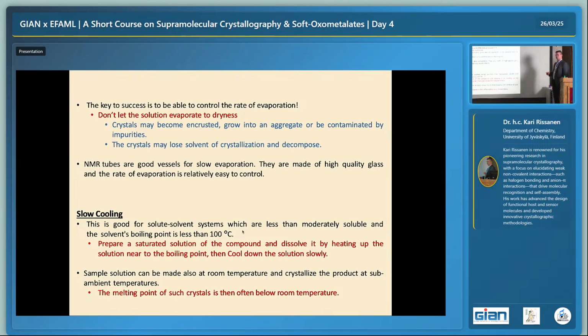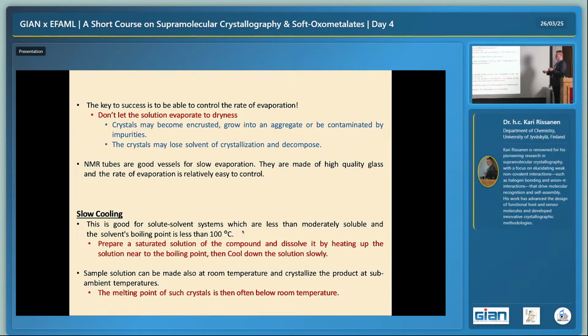Then the next easy way, which is safer in a certain sense, is slow cooling. With evaporation you have to control it and survey that it doesn't go to dryness. But slow cooling is a reverse technique, in the sense that now you don't evaporate the solvent, you lower the temperature of the solvent. And this is always done with a closed vessel, so there is no evaporation. You just close the vessel and put it there.